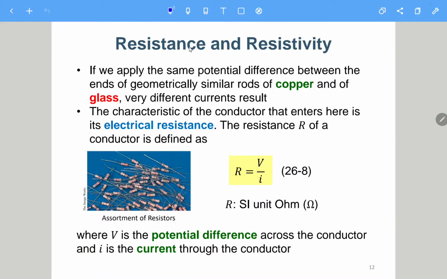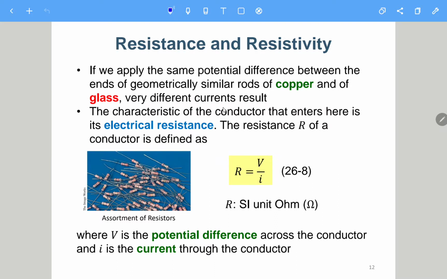Here we talk about resistance and resistivity. I think it is a simple concept, because I suppose you should have learned it in high school physics. If we apply the same potential difference between the ends of two geometrically similar rods, one of copper and one of glass, the resulting currents are very different, because copper is a conductor and glass is an insulator. We use resistance to model this.